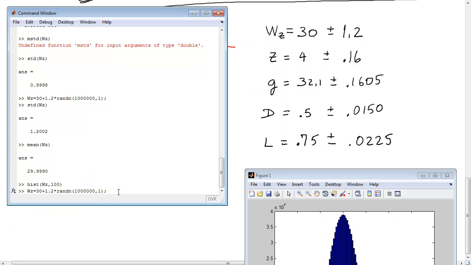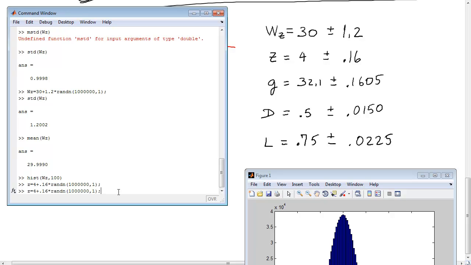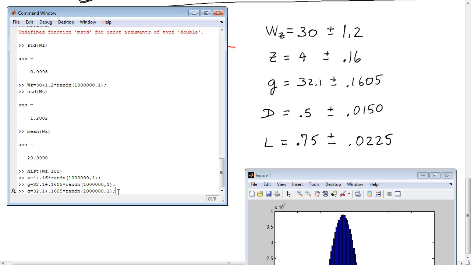Okay, so I did the arrow up key, slide back across. I'm looking at Z. It is not 30, but it is 4. Its first standard deviation is 0.16, and you got it. Okay, one more. Go to G. Okay, so its plus or minus is 0.1605. Its mean value is 32.1, and it is not Z, it is G.